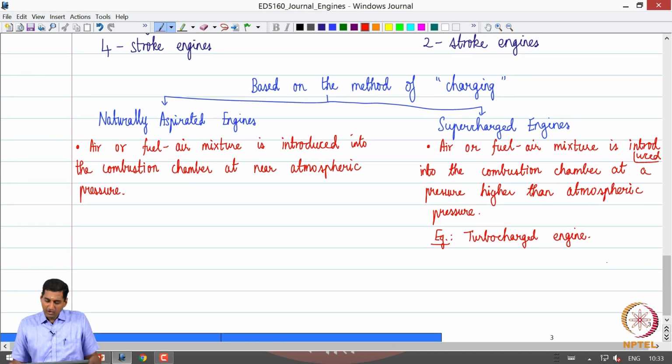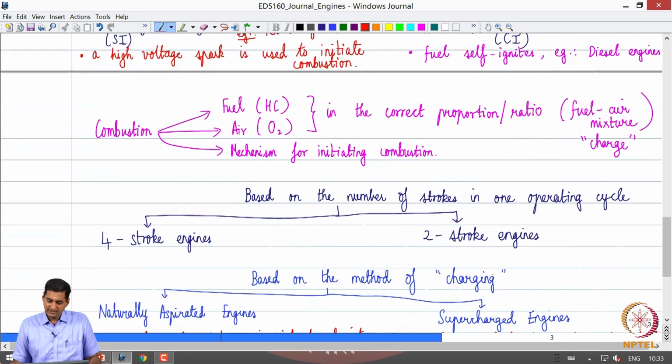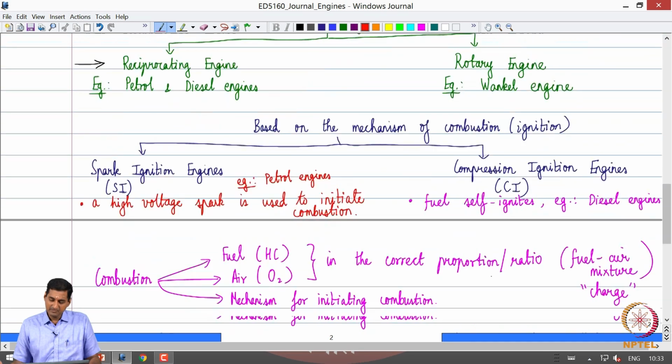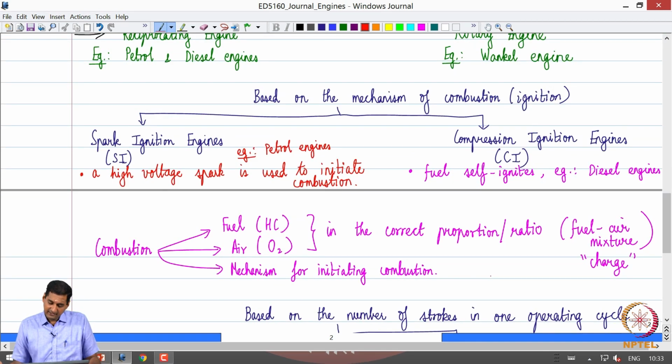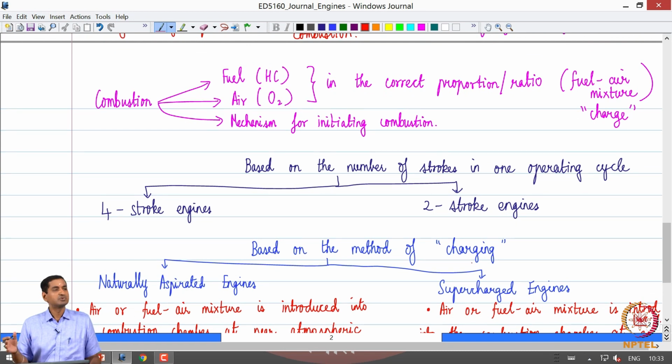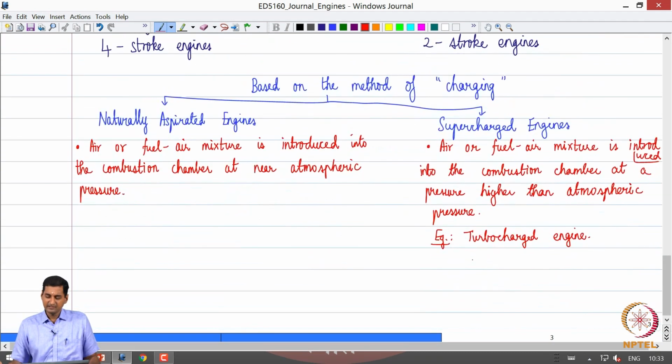So, these are some broad ways in which we classify internal combustion engines. As discussed, we are going to look at internal combustion reciprocating engines, and we will look at both spark ignition and compression ignition engines. Okay. And we will also look at 4-stroke and 2-stroke engines. We will also look at naturally aspirated and supercharged engines. Okay. So, that is the broad classification of internal combustion engines.